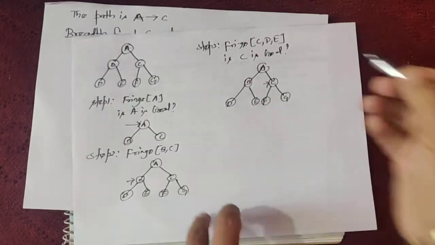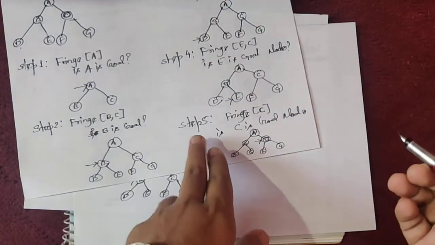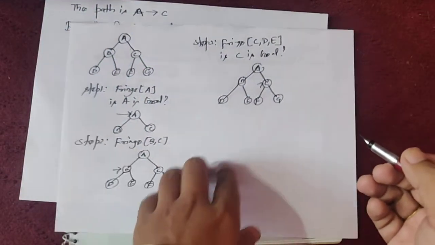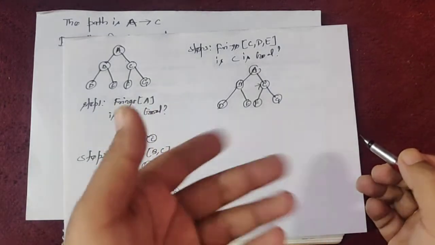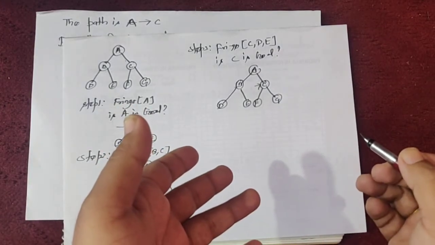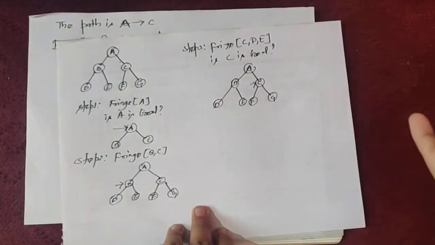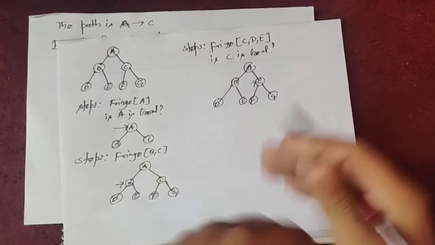Is C a goal node? Yes. In depth first, it was reached in 5 steps, but in breadth first, it was reached in the 3rd step, and it provides the optimal solution. So if C is the goal node, only 3 steps are required. So let us consider again that G is the goal node. Okay, let us explore more.